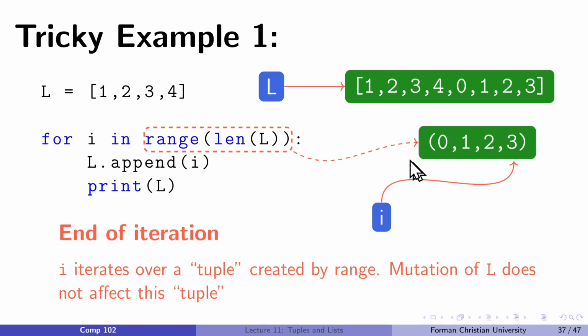This is, again, a very important point. When you run this loop for the first time, this range object, this intermediate representation of the tuple, is created only once in the beginning. Then it is referenced throughout the loop while it's iterating. And this range is fixed. So even though it would appear that the length of L is changing every single iteration, actually, under the hood, it's not. That's the key takeaway of this slide.